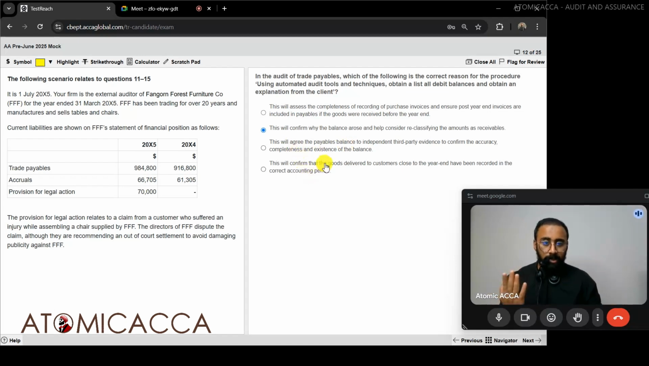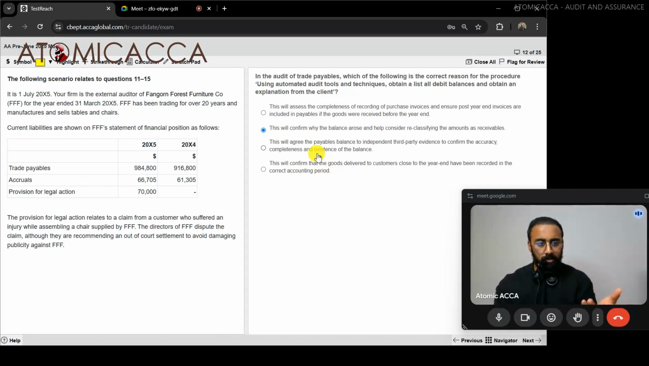Option D. This will confirm that the goods delivered to customer. Customer. This is liabilities, no? Trade payable. Goods delivered to customer. Customer comes up in receivable stories, right? Okay. This will confirm that goods delivered to customers close to the year end have been recorded in the correct accounting period. If you deliver something to the customer, it is either debit cash credit revenue, or debit receivables credit revenue, because goods it is, that means your work is done, so revenue credit is there. It's either debit cash or debit receivable. There's nothing about payables over here, so option D anyways will not be the answer, so option B is the answer. So that was out.